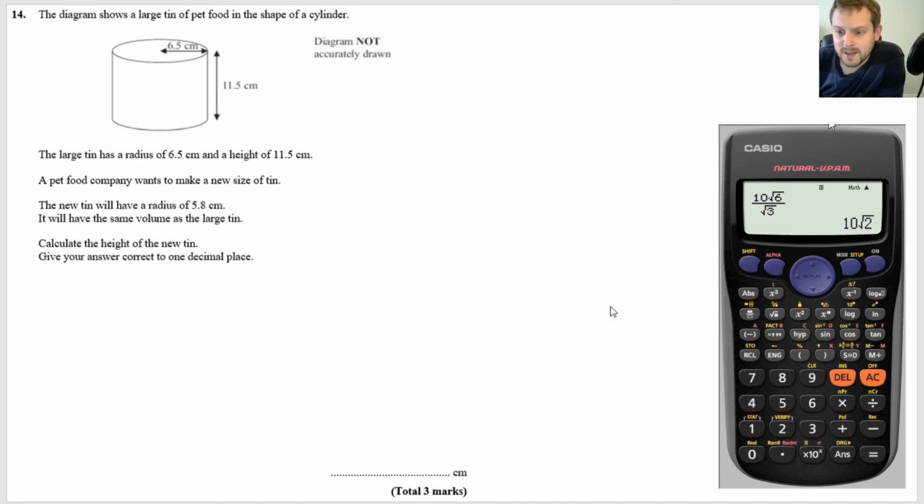So I think probably the most sensible first step is to work out what the volume of the original thing is. So the original volume is, well, you need the area of the cross section, because it's a prism, it's a type of prism, it's a cylinder. The cross section is a circle, and you're going to times that by how tall it is. So you've got pi times 6.5 squared times 11.5.